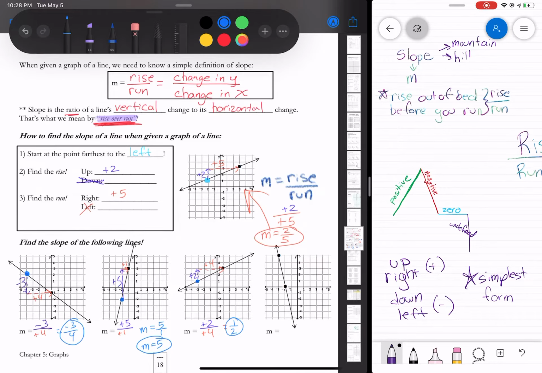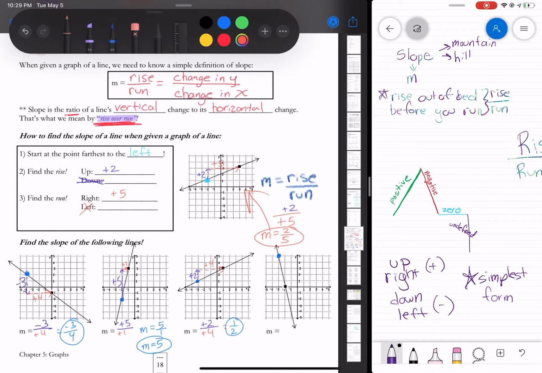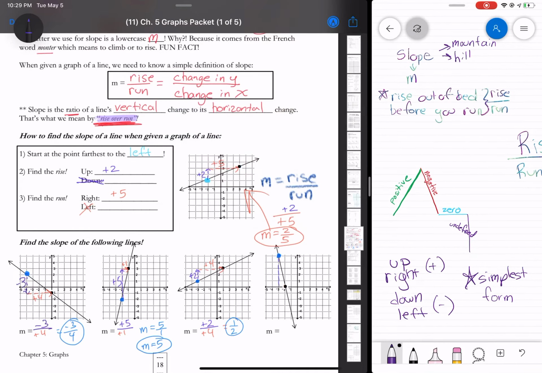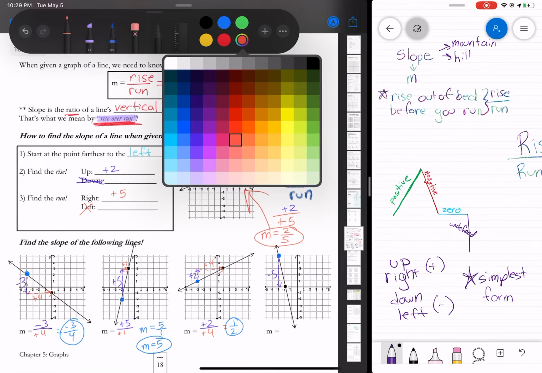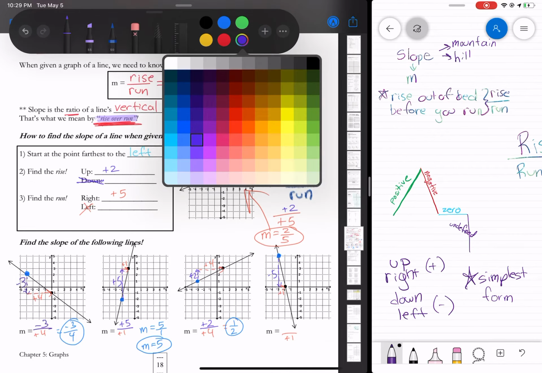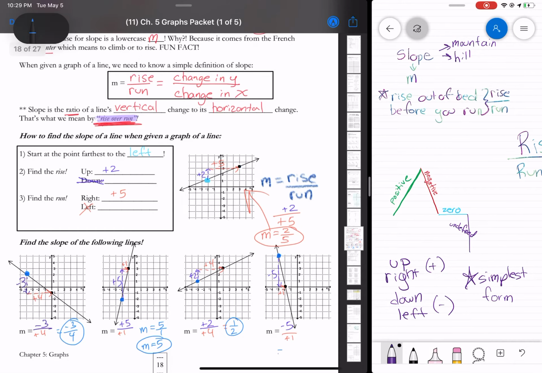And then the last one, furthest to the left. If you start on the right, you'll still get the same answer, but it'll start to get confusing because you might go run first before rise, which is why we stick to these steps. Start furthest to the left. My rise is down by 5. And my run is to the right, positive 1. So my numerator is negative 5. And my run is positive 1. So my slope is equal to negative 5 over 1, or negative 5.